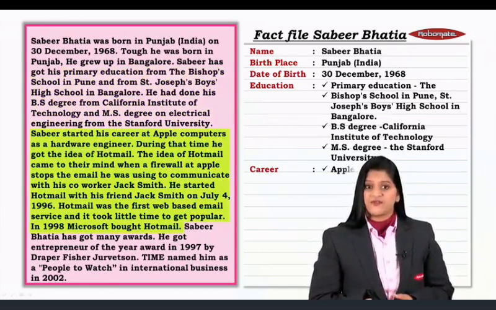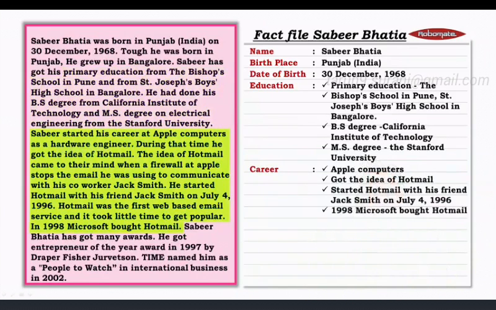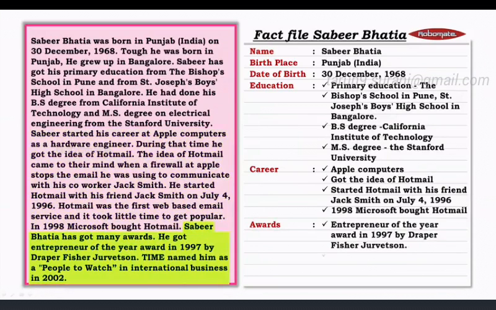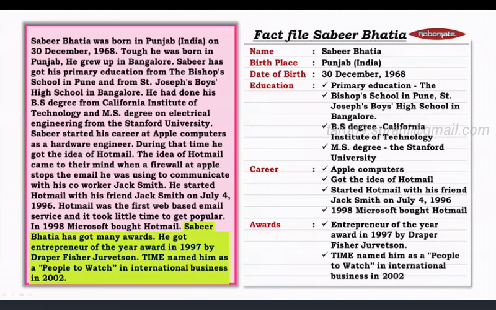Then there is a lot of information about his career too, like he worked in Apple computers and they got the idea of Hotmail and so on and so forth. So whatever is there in the passage, you're not going to write everything. Condense it, summarize it and put only points in the fact file. Accordingly, the last point is awards. He's received a number of awards and you're going to put it down in the form of points. You're just going to give important information, cut down on unnecessary things.